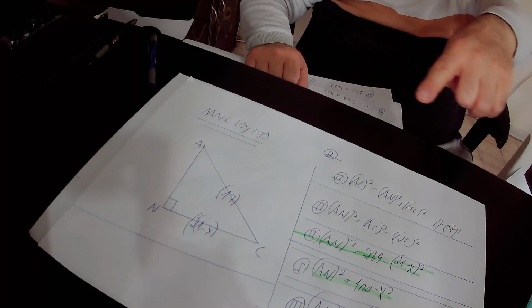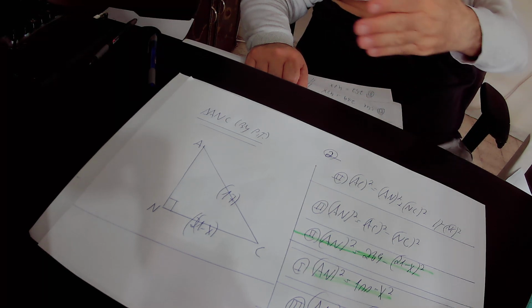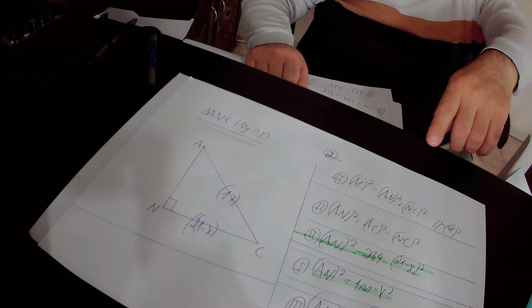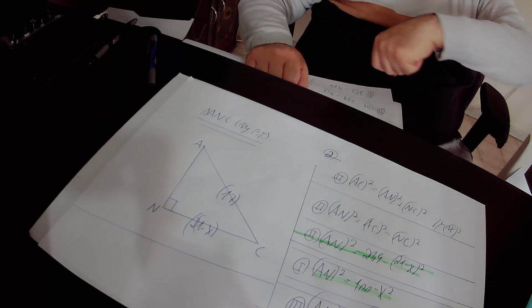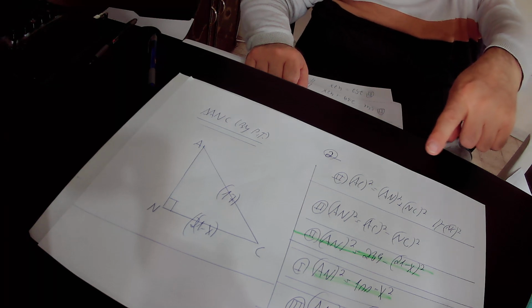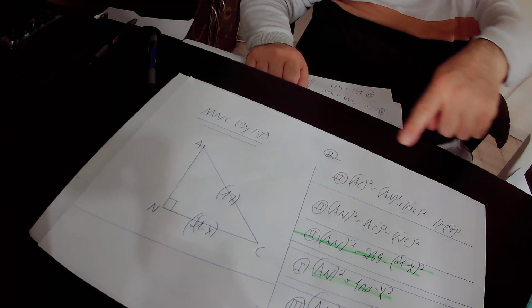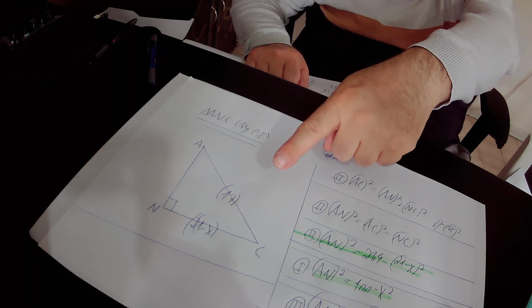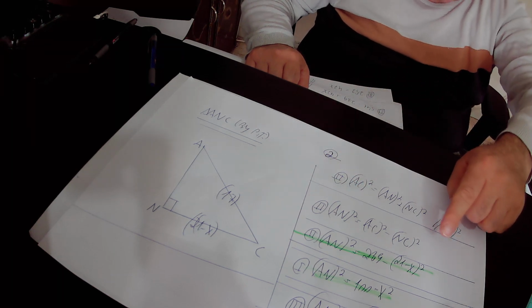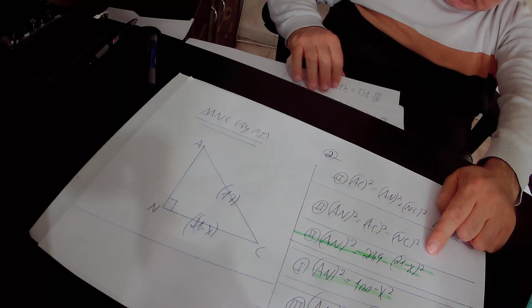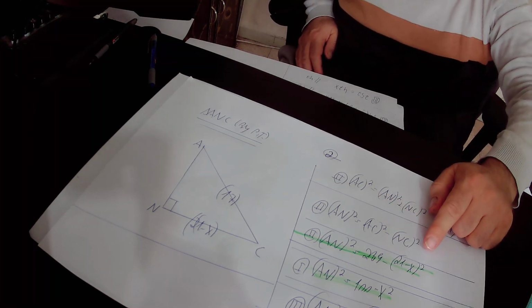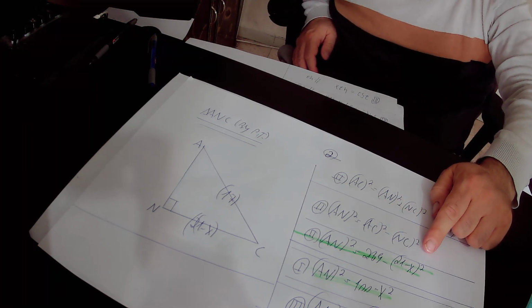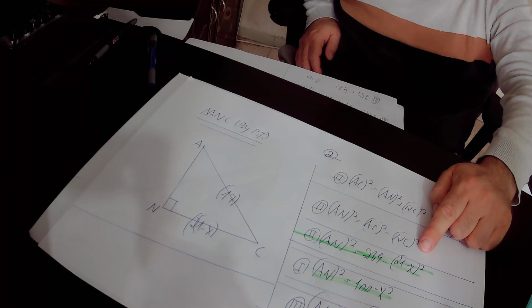So AN is the missing side, so we leave it as it is. Therefore, AN square equals AC square minus NC square. AC is 17 according to what is given. Therefore, AC square is 17 squared, that is 289, minus NC square. NC is 21 minus x, therefore NC square is (21 minus x) square. So according to equation 2, AN square equals 289 minus (21 minus x) square.